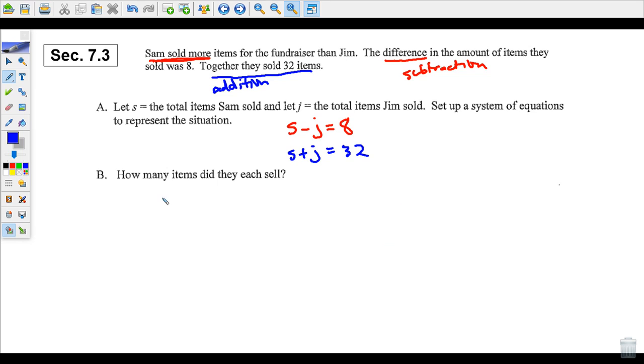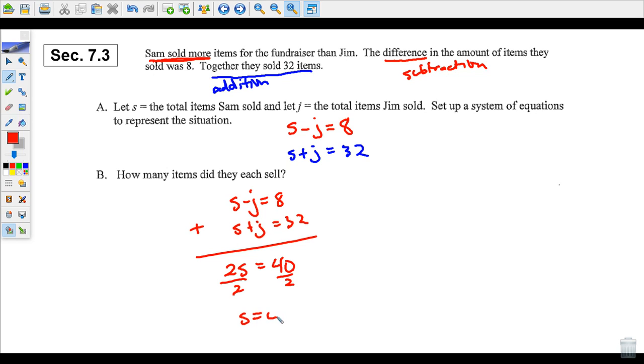So there's my system. Now I'm going to answer how many they sold each. So rewrite my system here. If I just add these together, the J's are going to cancel. So I'm going to add them. It's going to give me 2S equals 40. Divide by 2. So that tells me Sam sold 40.